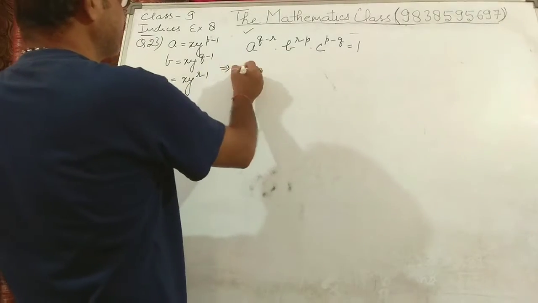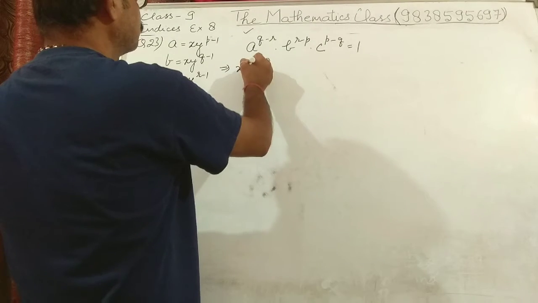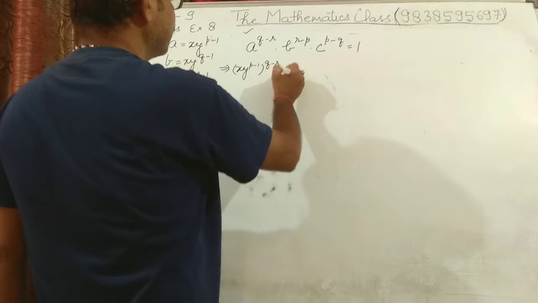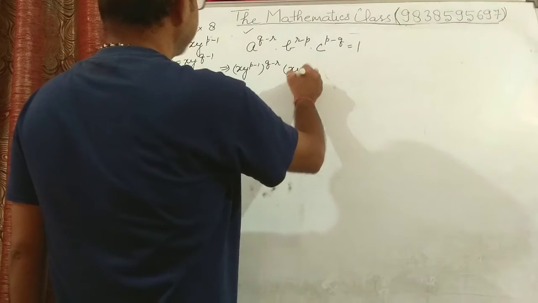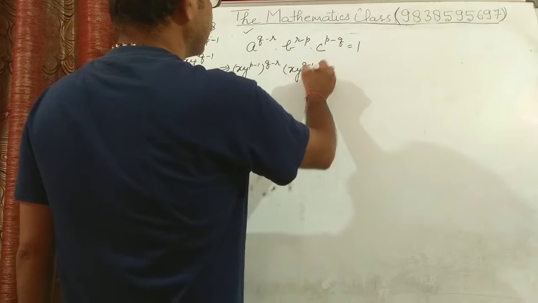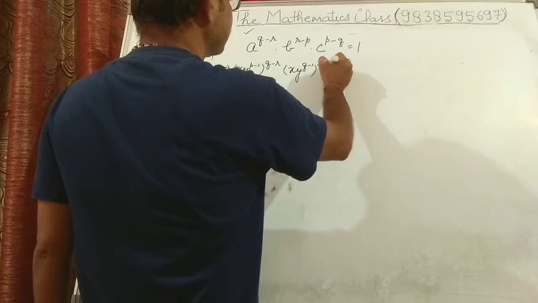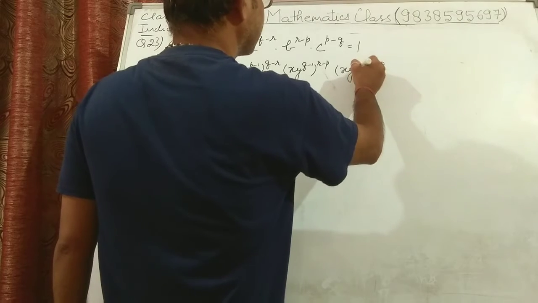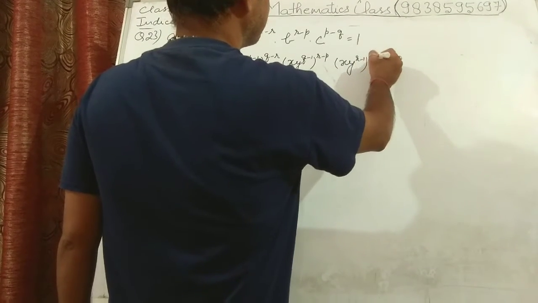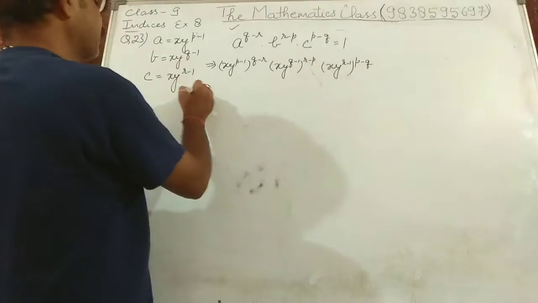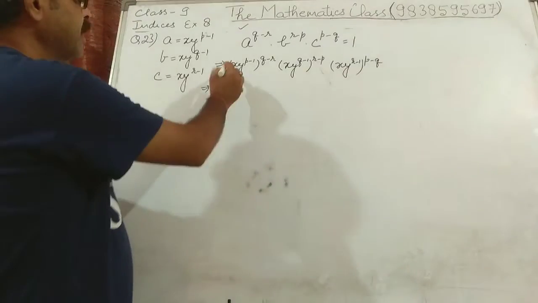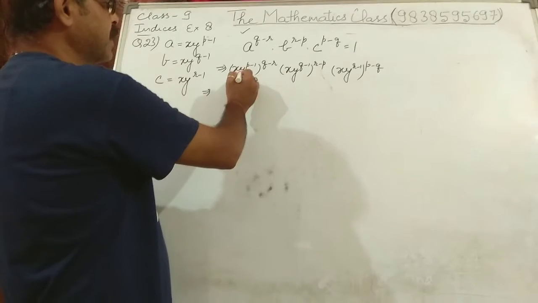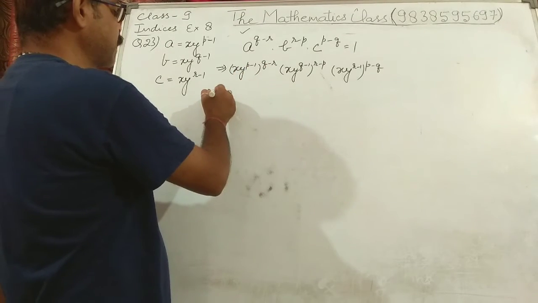So a can be written as (xy^(p-1))^(q-r). Similarly, b can be written as (xy^(q-1))^(r-p), and similarly c can be written as (xy^(r-1))^(p-q). Now, if we multiply, first of all we'll open the bracket, so x will get power q minus r and y will get (p-1) into (q-r). So I am opening the brackets.